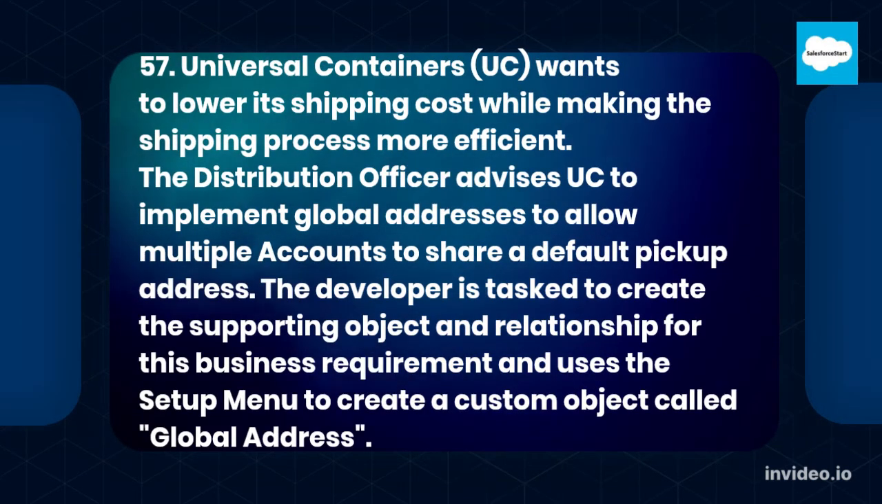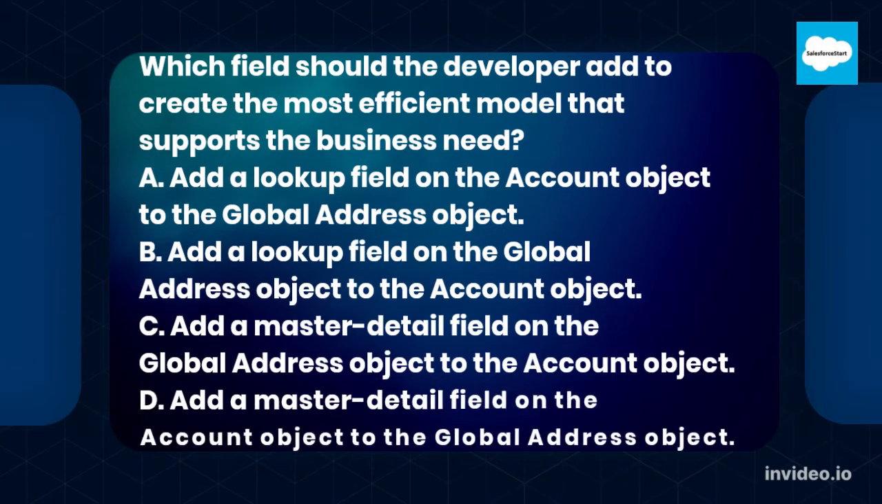57. Universal Containers, UC, wants to lower its shipping cost while making the shipping process more efficient. The distribution officer advises UC to implement global addresses to allow multiple accounts to share a default pickup address. The developer is tasked to create the supporting object and relationship for this business requirement and uses the setup menu to create a custom object called Global Address. Which field should the developer add to create the most efficient model that supports the business need?